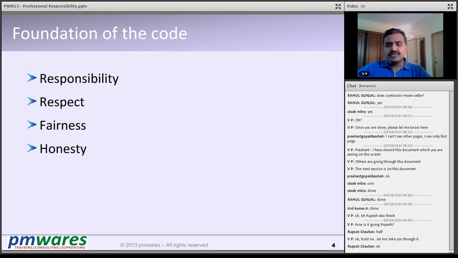Responsibility means we should take responsibility of our actions and their consequences, either good or bad. Respect means respect to other persons, their point of view, and building trust among them. Fairness is about being transparent, not having any kind of bias, and staying away from conflict of interest. And honesty means we should be truthful, we should disclose the things that are right, and we should not suppress anything, and be transparent with the other party.